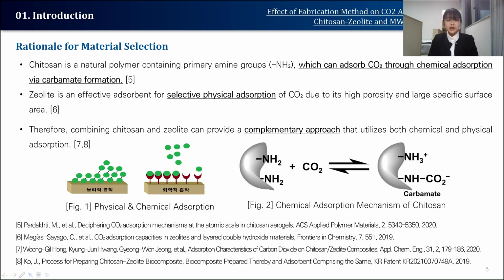Chitosan contains primary amine groups, so it can absorb CO2 through chemical interaction. Zeolite, in contrast, has a porous structure and a large surface area, which makes it suitable for physical absorption. By combining these two materials, a complementary absorption system can be built. Adding MWCNTs may further increase surface area and reinforce the structure.